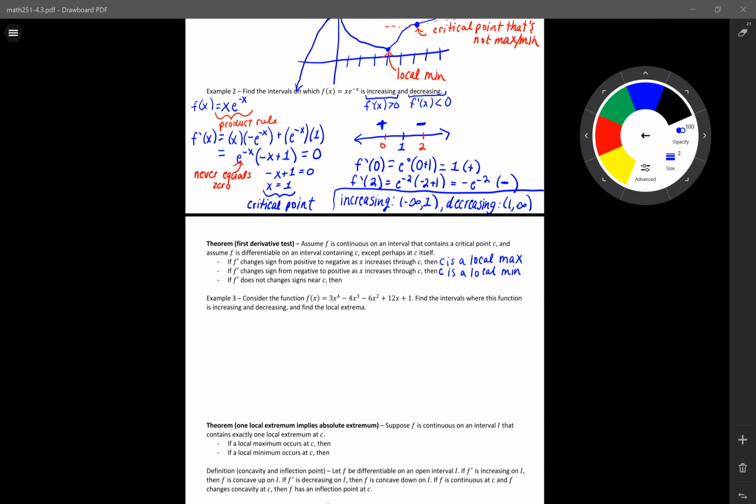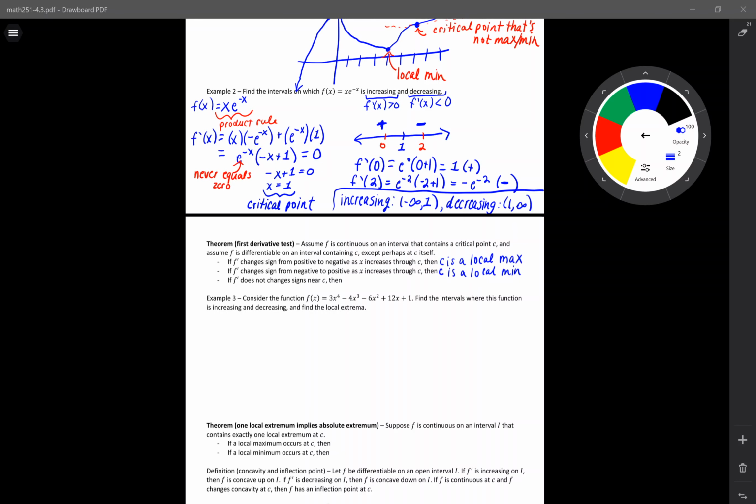So we sort of already saw this in example 2, right? Here at our critical point 1, I'm changing from increasing to decreasing. And even if I just draw a rough sketch of this, I'm changing from increasing to decreasing. So obviously that means that I have a local max at the point 1. So if we ever get confused about the first derivative test, we can just draw a picture of what's going on, and that will hopefully clarify it.